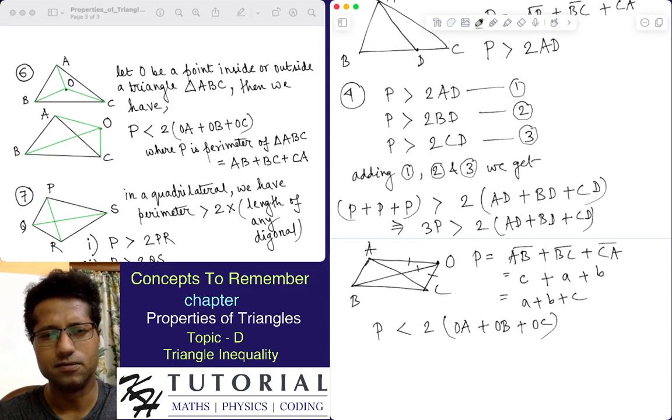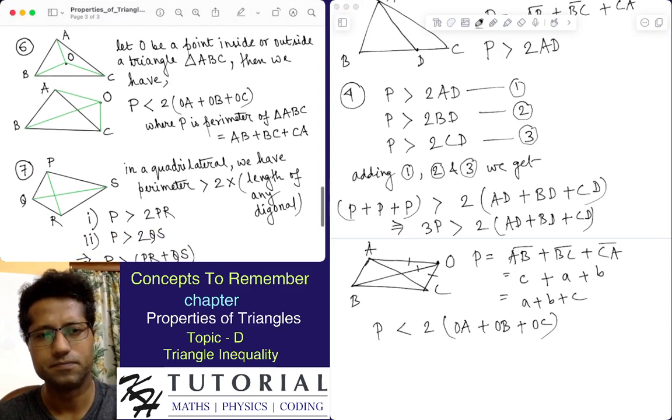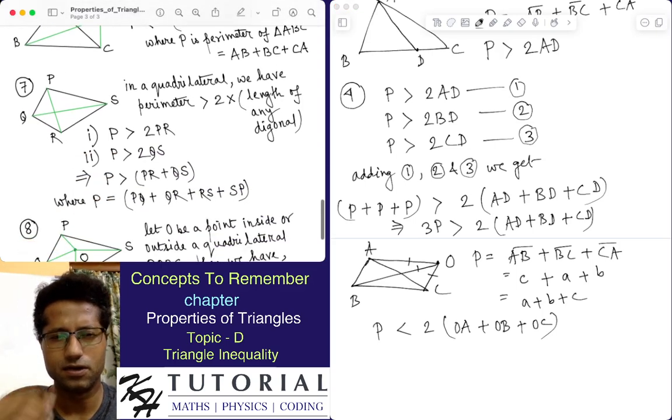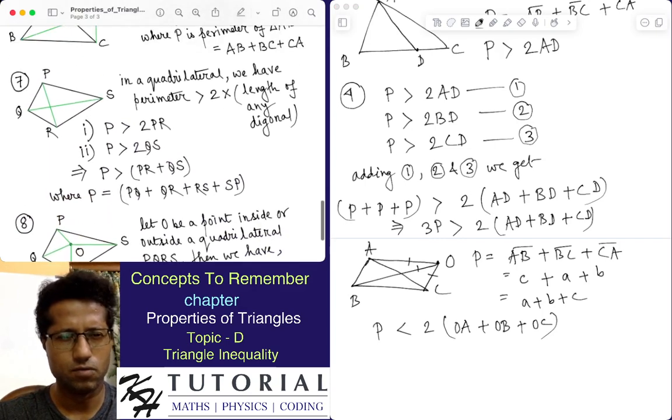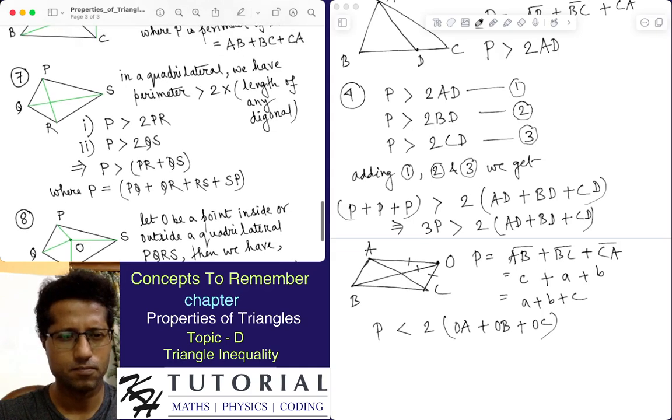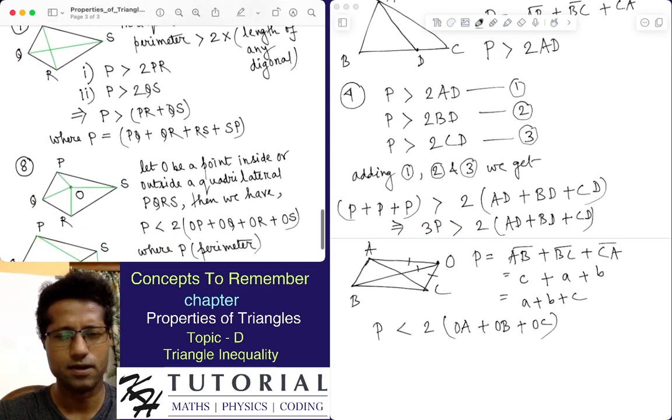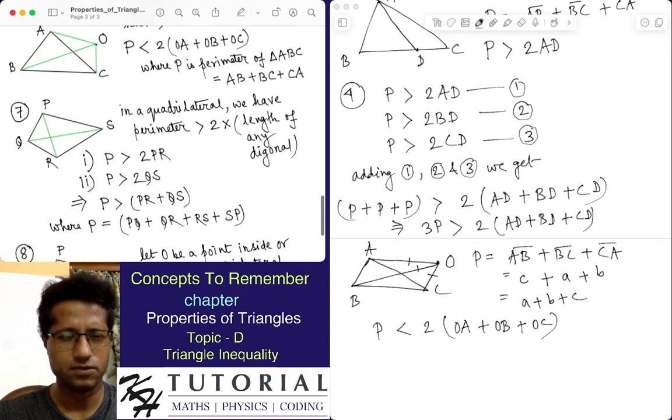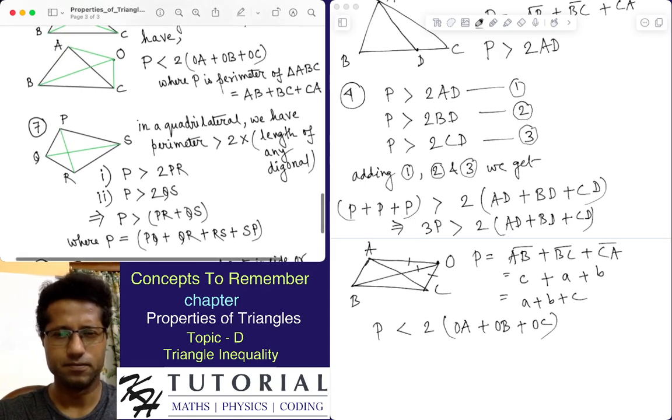Now the same relation we have for a quadrilateral. The point number 7, we have a quadrilateral PQRS, and no, point number 7 is something else. The point number 8 is regarding the point O, regarding a quadrilateral. Okay, let's first discuss what is point number 7.